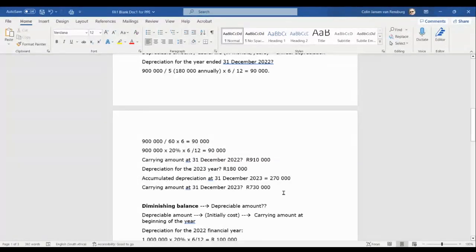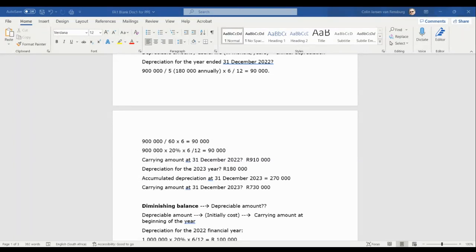Now in year two, ladies and gentlemen, what is going to be our depreciable amount? I don't want to scroll down. I don't want to display it. In the year 2023, when we get to the 31st of December 2023, what is going to be our depreciable amount?